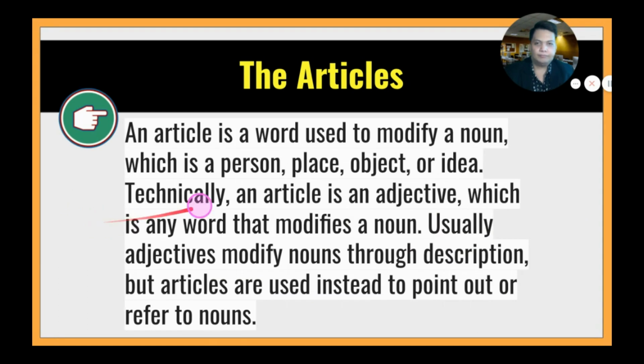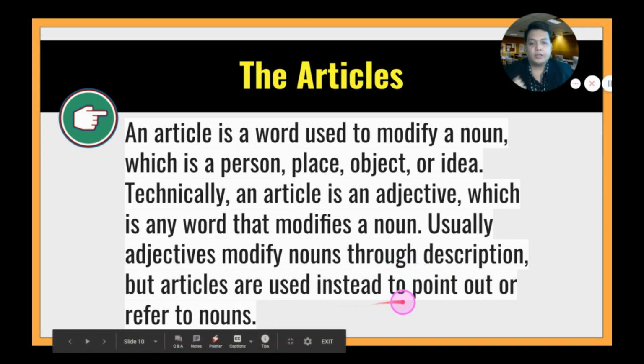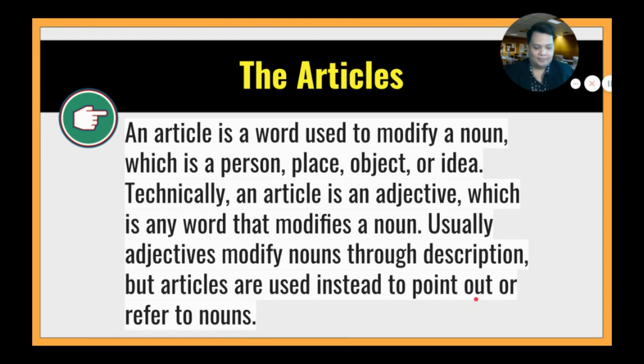Now, an article is a word used to modify a noun, which is a person, place, object, or an idea. So technically, an article is an adjective, which is any word that modifies a noun. Usually, adjectives modify nouns through description, but articles are used instead to point out or to refer to nouns. Okay?